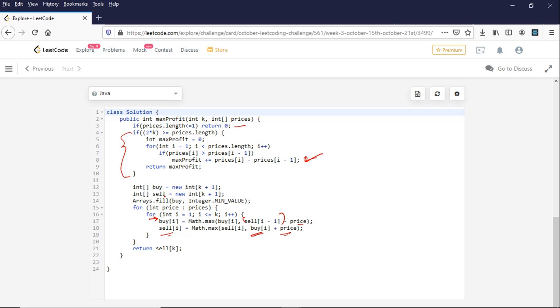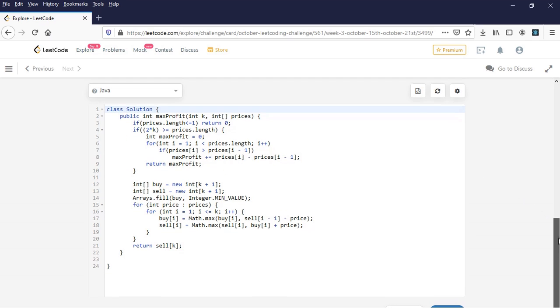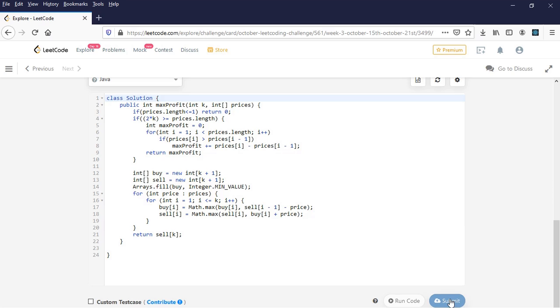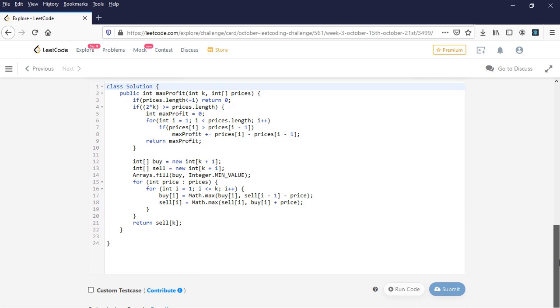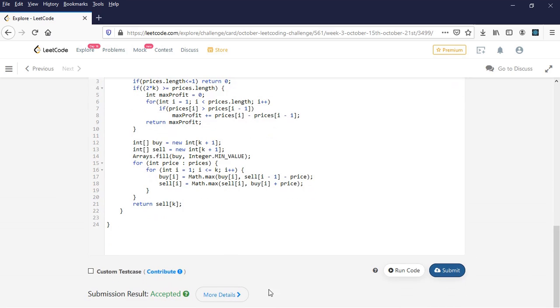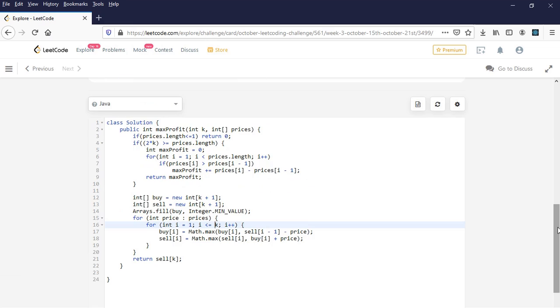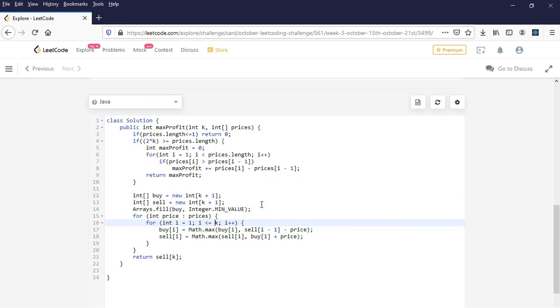This is the bottom-up approach of dynamic programming. You can also do it in a top-down approach, where you recursively call with memoization, and you can use the same approach for that. So let's run this code. And the code is accepted. The runtime complexity of this algorithm will be n times k, where n is the number of prices, or the price length, and k is the number of transactions.